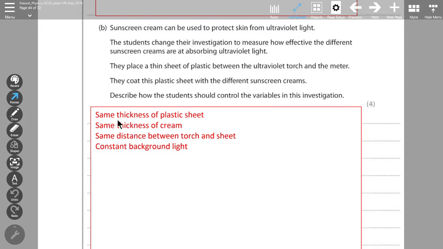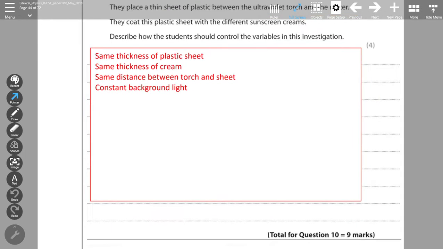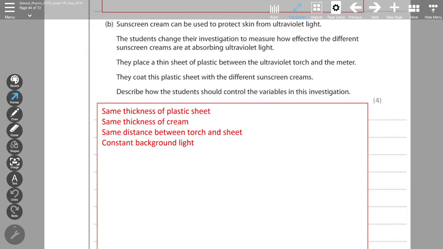So same thickness of plastic, same thickness of cream, same distance between torch and sheet, constant background light. More than enough, because they need only 4 ideas, so we give 4 ideas.